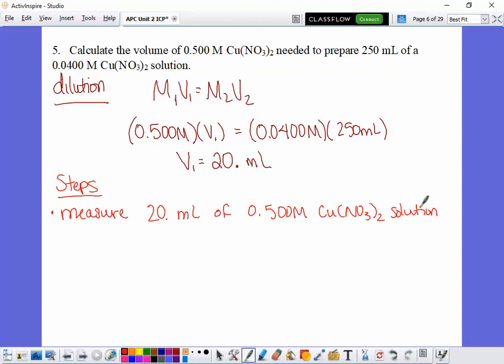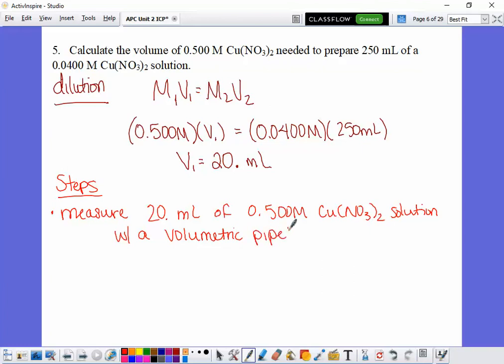Is there something that's more precise? A volumetric pipette is going to be more precise. We haven't used one of those yet. We've used a graduated pipette, which would be more precise than a graduated cylinder. But we have volumetric pipettes, which are going to be your best bet. Okay? So we measure this out with a volumetric pipette.